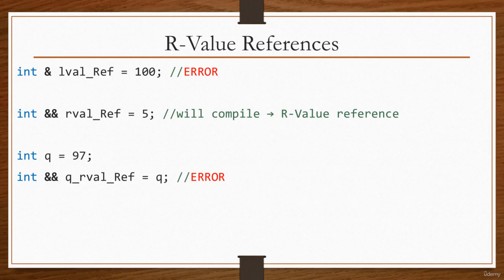Now that being said, in the next statement, we have an R value reference, and this will compile. With an R value reference, again we use the double ampersand, and I can initialize that to the literal 5 and that will work fine.